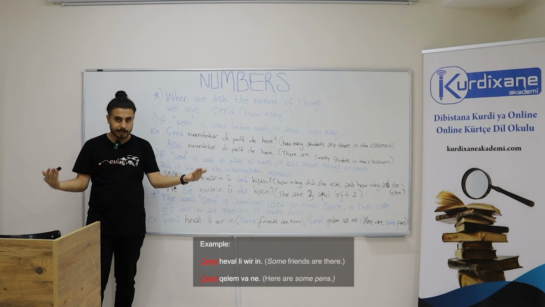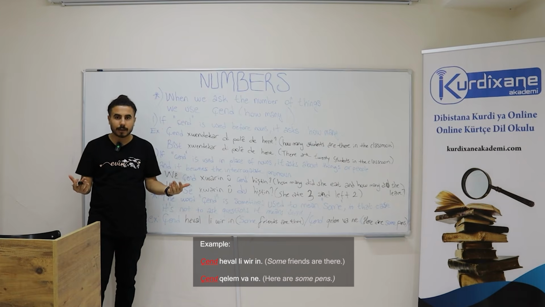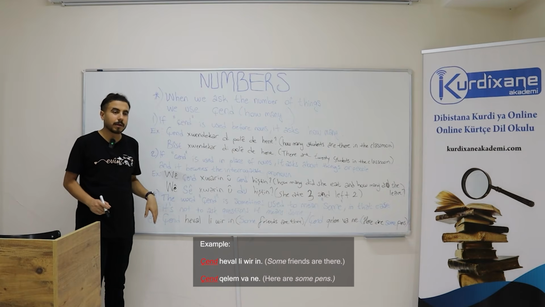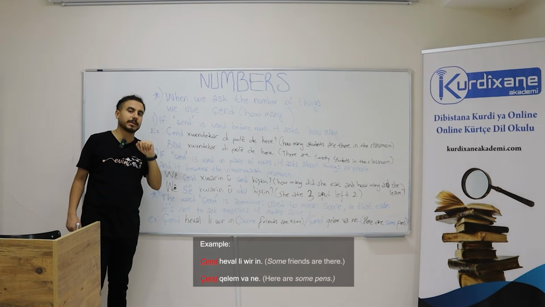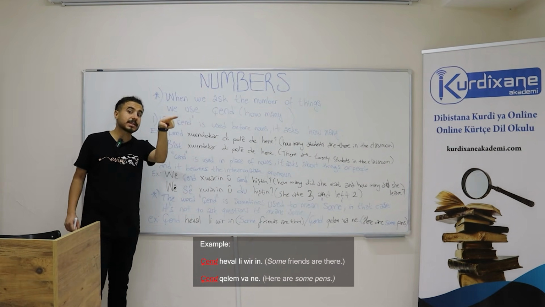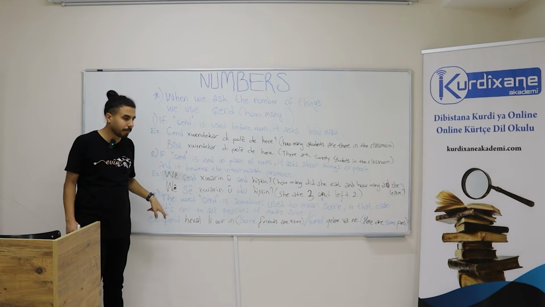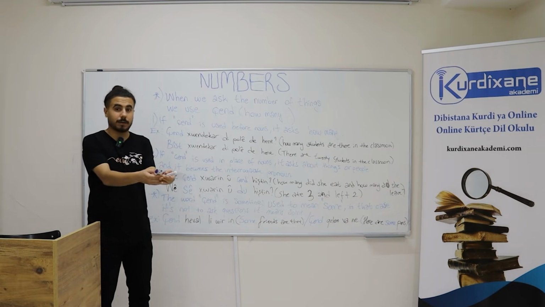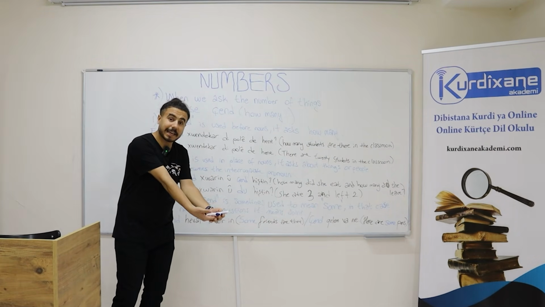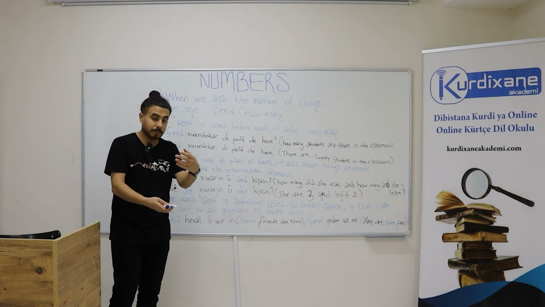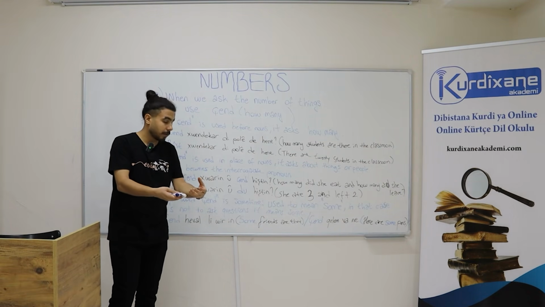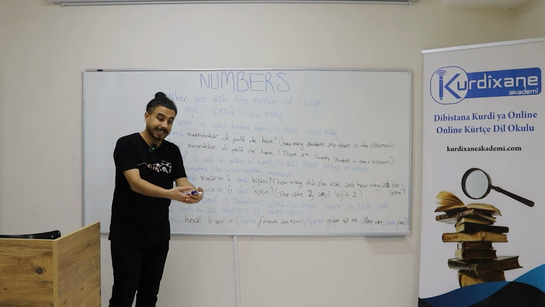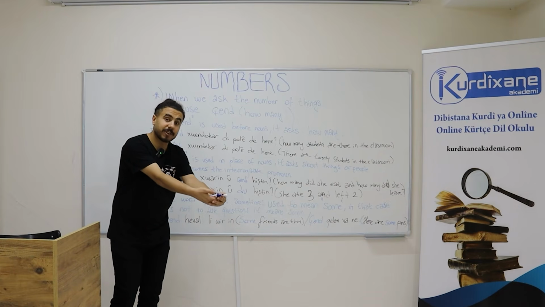So let's visualize something. Let's imagine that you're walking through the streets and you see some friends over there. You say, chend hava luren. Some friends are there. Chend hava luren. It means some friends. Chend qalam vane. Here are some pens. So a friend of you asks whether you have some pencils, and as an answer you say, Bali, chend qalam vane. Here are some pens.